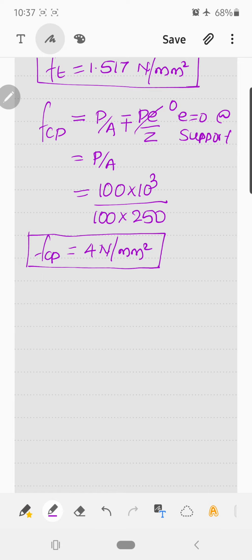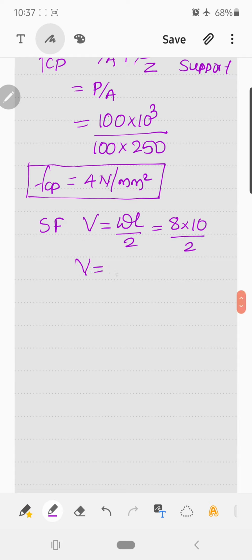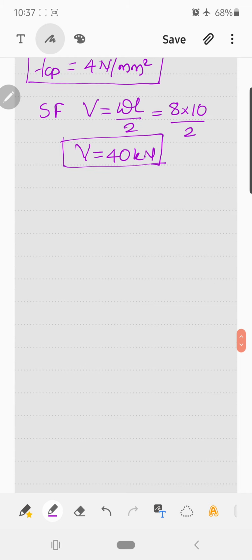Now this is a parabolic cable. First we'll calculate shear force. Shear force is not mentioned here. Shear force V, now it is UDL, so the shear force at the support section V is WL by 2. It is including self weight; if not, you have to add self weight for that. 8 into span 10 divided by 2. So shear force is 40 kilonewton. Depending upon the loading, you have to calculate the shear force.